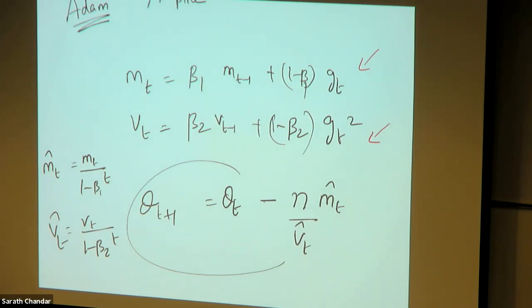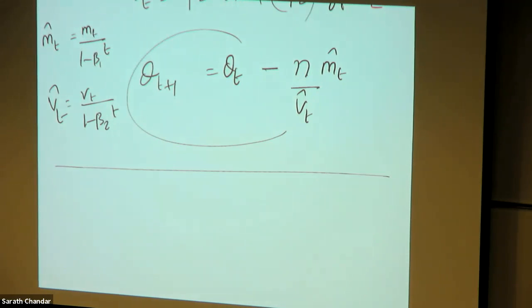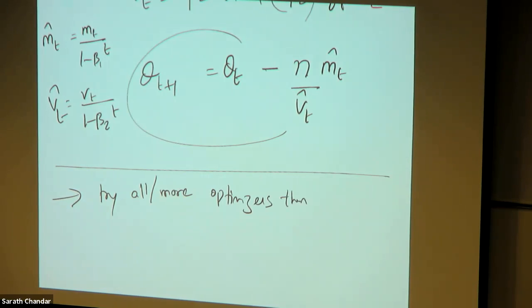The first tip is don't use Adam as a default optimizer. It's a common mistake that even established researchers make. So don't do that. And there are a few other usual strategies. For example, first of all, try all or more optimizers than just Adam.